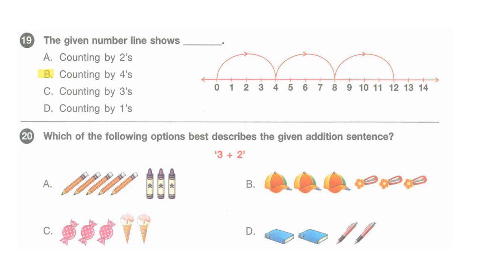Question number 20. Which of the following options best describes the given addition sentence? The addition sentence is 3 plus 2. A. 4 pencils and 3 crayons. B. 3 caps, 3 clips. C. 3 toffees, 2 ice creams. D. 2 books, 2 pens.